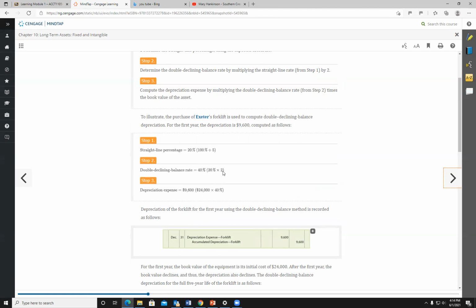Okay, which means 40%. So now the depreciation expense equals 24,000, which is the value of the asset, times 40%. Now notice we did not multiply it by the depreciation cost. We multiplied it by the cost of the actual asset, the value of the asset itself, 24,000. So it's 9,600. That's how we came up with 9,600.